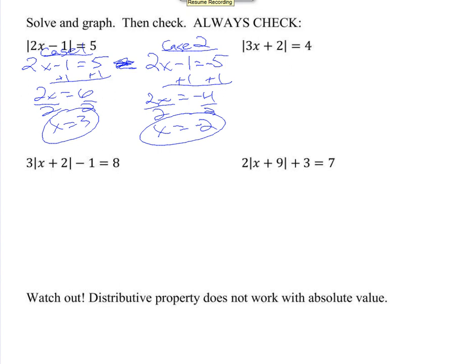So for this one, what should we do first? So case 1, case 2? Okay, what's case 1? And case 2? I see a lot of people do case 1, they write down case 1, and then they go ahead and solve case 1. Why would I recommend against that?